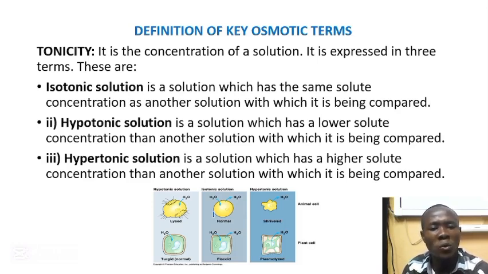Hypo means below, and tonic is talking about solute. So hypotonic solution is a solution that has lower. Mind you, the hypo can also mean below or lower. So hypotonic solution is a solution which has a lower solute concentration than another solution with which it is being compared. And also we have hypertonic solution, which has the hyper also means what?